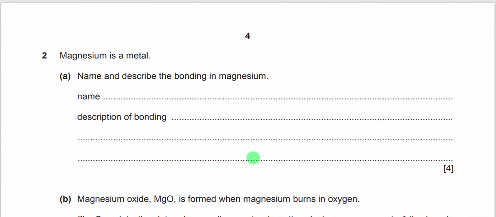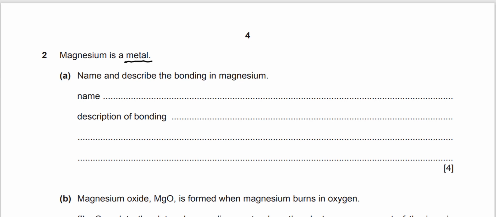Now question 2. Question 2 says magnesium is a metal. That is a keyword there. Magnesium is a metal. Metal means that we should be expecting questions on metals, metallic bonding, compounds of metals, reactions of metals, or reactions of compounds of metals and their likes, and also anything that has to do with the periodic table. We should be expecting questions around those areas.